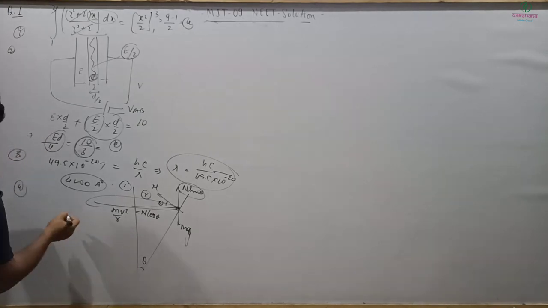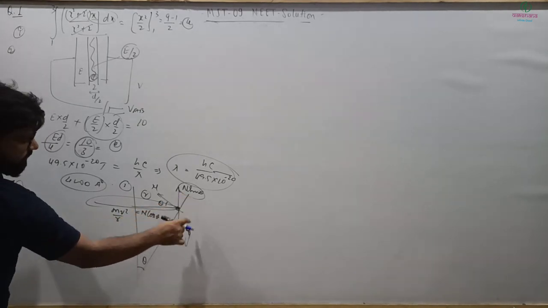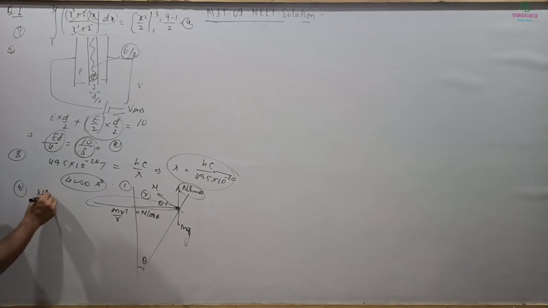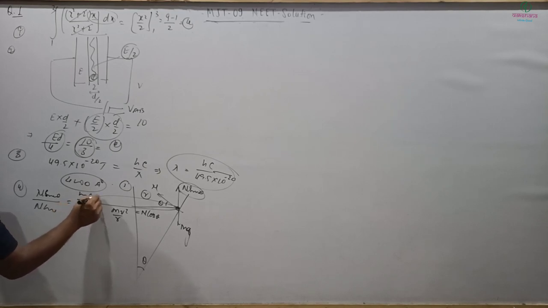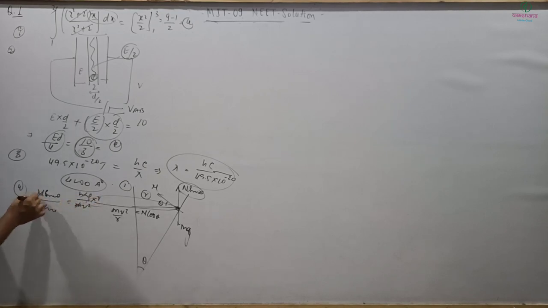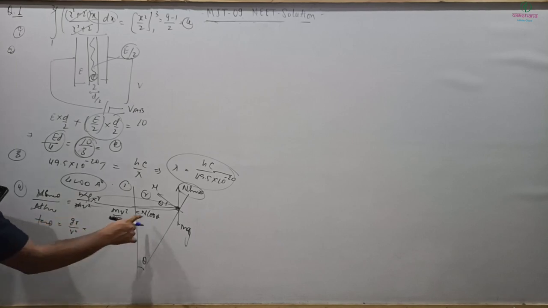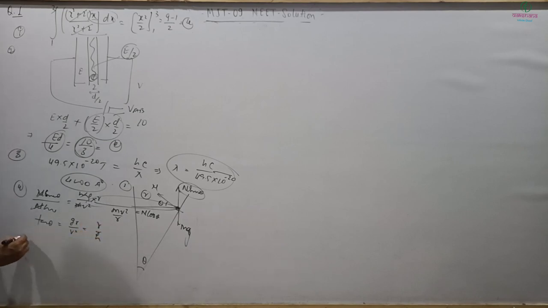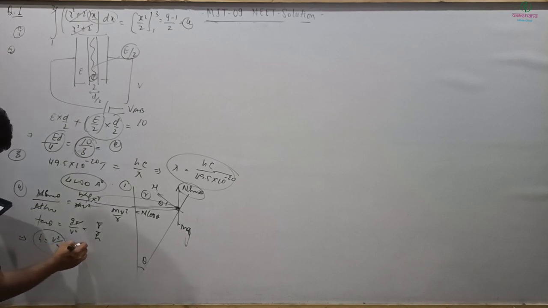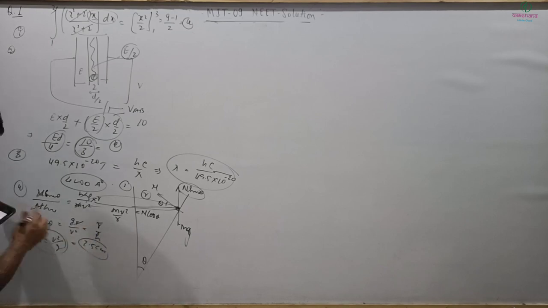Here we can write, so tan theta, this is N sin theta by N cos theta, it's mg by mv squared by r. m gets cancelled, and so tan theta is equal to gr by v squared, and tan theta is equal to what? r by h. This implies h is equal to, r gets cancelled, h is equal to v squared by g. That's matching with the options. v squared by g, and substituting the values of v and g, it gets converted to 2.5 centimeter, matching with option number 4.